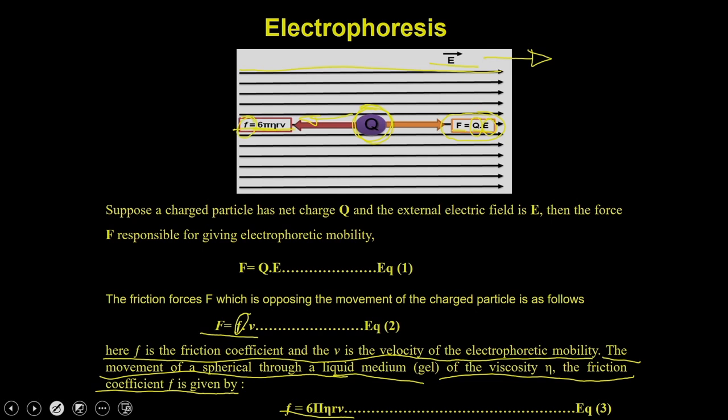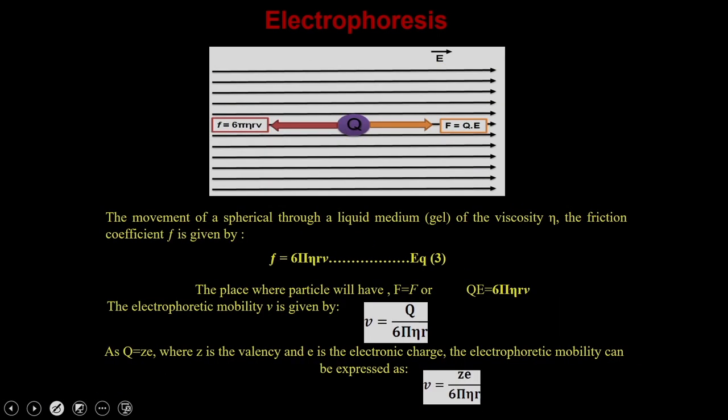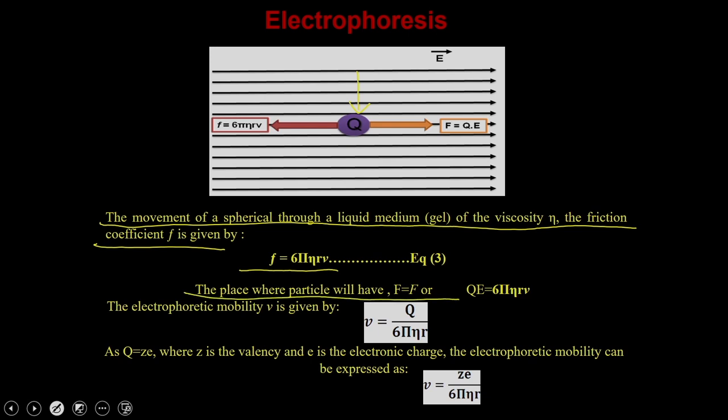Now let's imagine that this molecule stops making any kind of movement. The place where the particle has both of these forces equivalent is the place where the molecule is going to stop its movement. At that place, QE, the electrophoretic force, and the frictional force are equivalent.